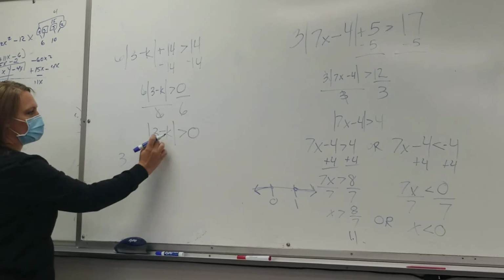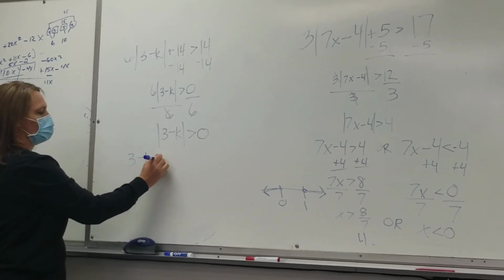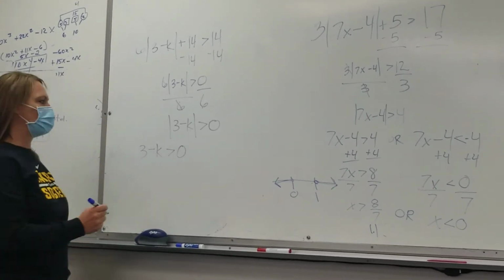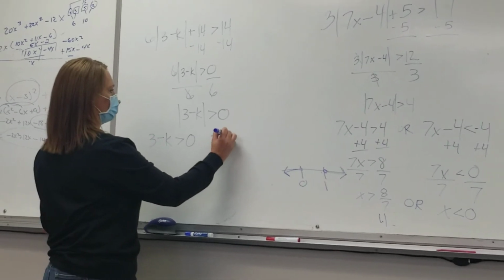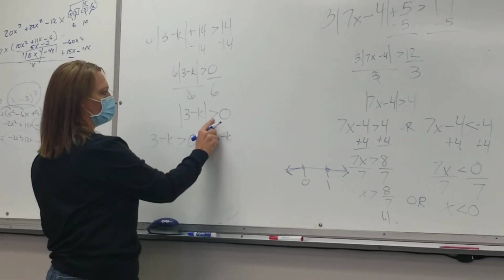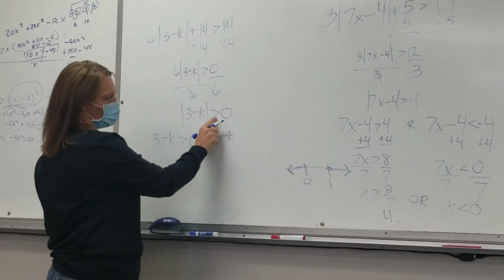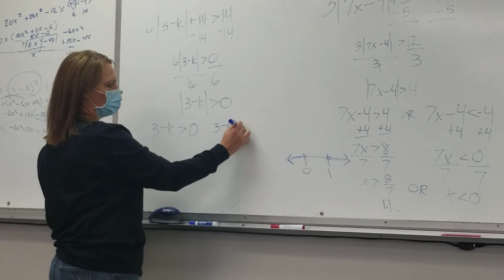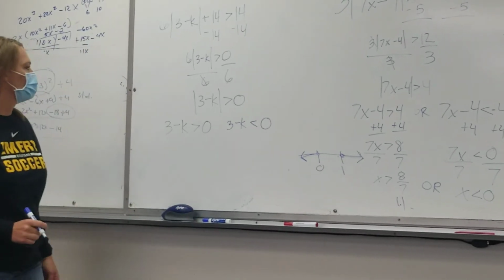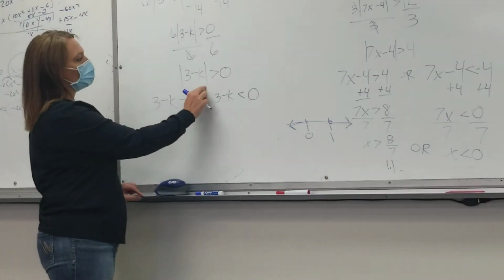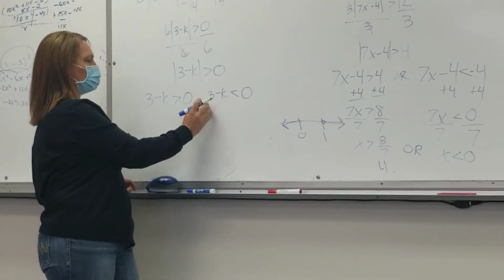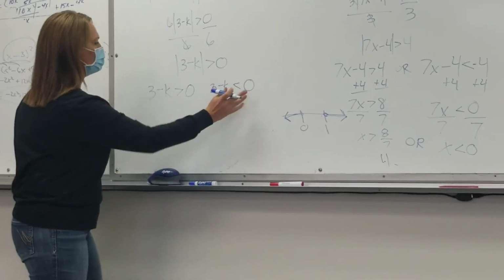So the first one's going to be just like it is up here. 3 minus k is greater than 0. And our second one is going to be what, Sally? Absolute value 3 minus k is less than 0. What are we going to do right here? We're going to switch our inequality sign to less than, and it's still going to be 0. Okay? And once we set up our 2 inequalities, we're not doing the absolute value anymore. We're taking that out, okay? So we're not going to put our absolute values right here. We just have our 2 inequalities now.